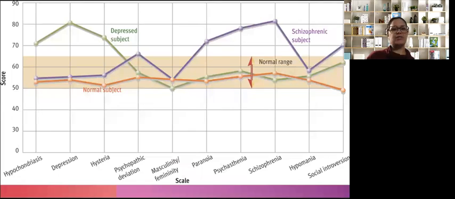This is just a graph showing how individuals with different psychological disorders might score on the test. So the green line represents someone who has depression, and as you can see, they did score higher on the depression scale, but they're scoring really high on hypochondriasis. They're scoring fairly high on hysteria. So as you can see, it's not just one scale that we're looking at. You need to take all of them into account.